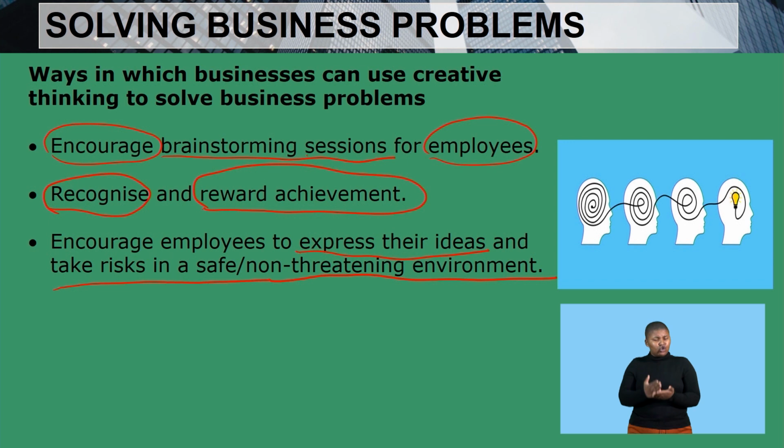Right. Lastly, encourage employees to express their ideas and take risks in a safe or non-threatening environment. Meaning it is up to me as an employer to ensure that I promote what? A conducive environment. What kind of an environment is conducive? An environment that allows people to speak their mind without fear of being attacked, without fear of being negatively, or without the thought of being criticized. Do you understand? So it is my responsibility as an employer to encourage employees to say, you can express, this is a safe environment, a safe space.